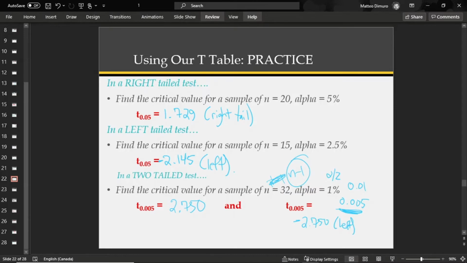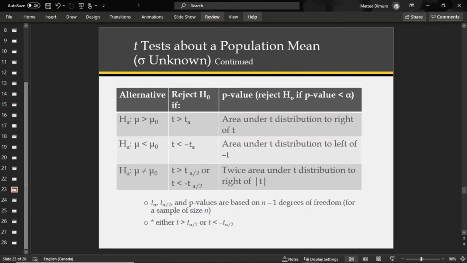So now that you're an expert at finding your t-value, there's a quick little table here to summarize when you're going to reject H0. If t is greater than t alpha for a right-tailed test, t less than negative t alpha for a left-tailed test, and then for the two-tail, you got to break it up into both.